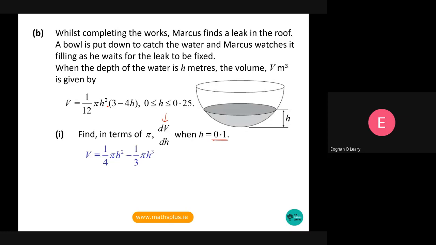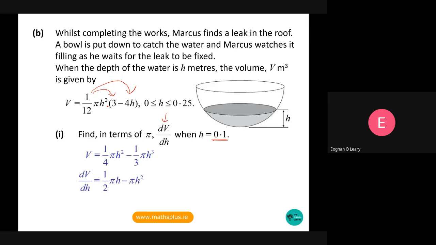When we differentiate that function, what I've done beforehand is made it a little bit easier for myself by multiplying through. 1/12 pi h squared times 3 gives me a quarter pi h squared. 1/12 pi h squared times minus 4h is minus 1/3 pi h cubed. Okay, I'm going to differentiate now. So I haven't differentiated yet. This is the part where I differentiate.